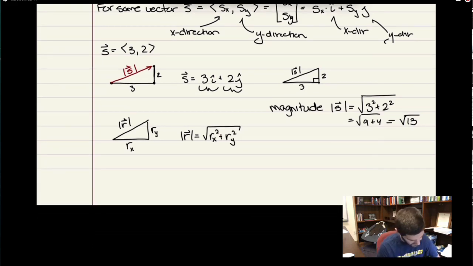It's worth a highlight as the general formula for the magnitude of a vector. And again, if there's a third component, if this is a 3D vector, then it's rx squared plus ry squared plus rz squared, all in the square root. The Pythagorean theorem extends to as many dimensions as you want.